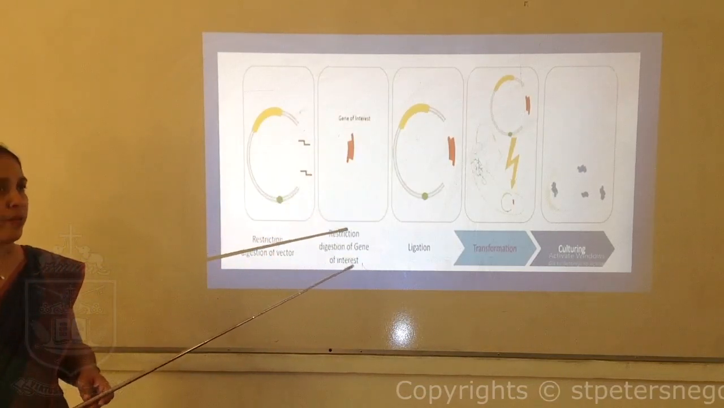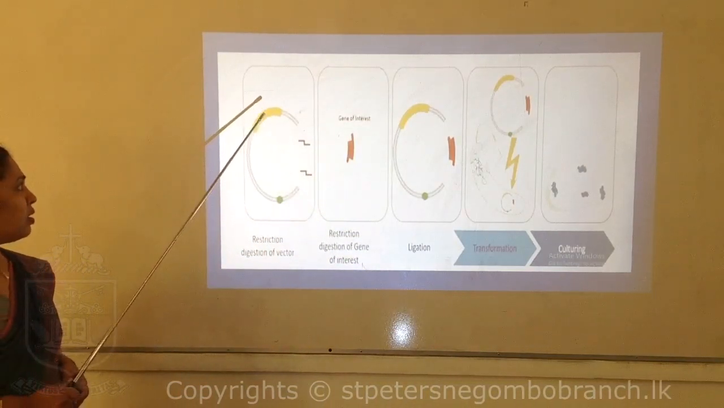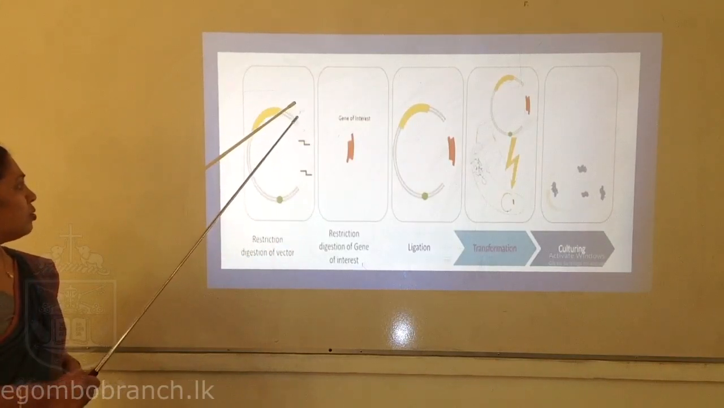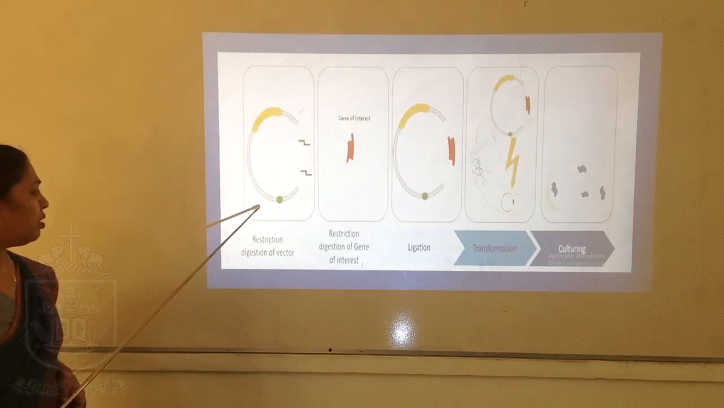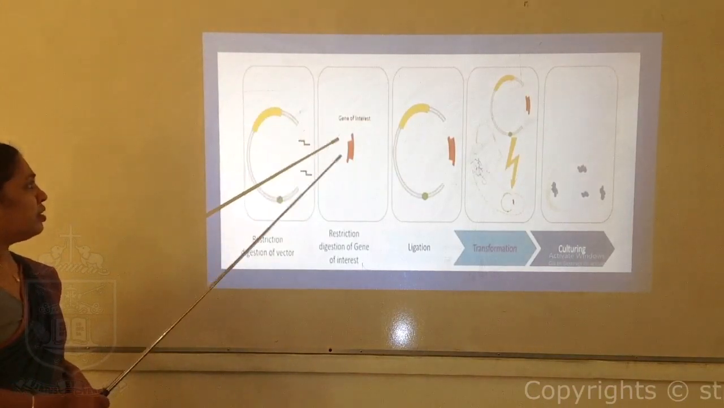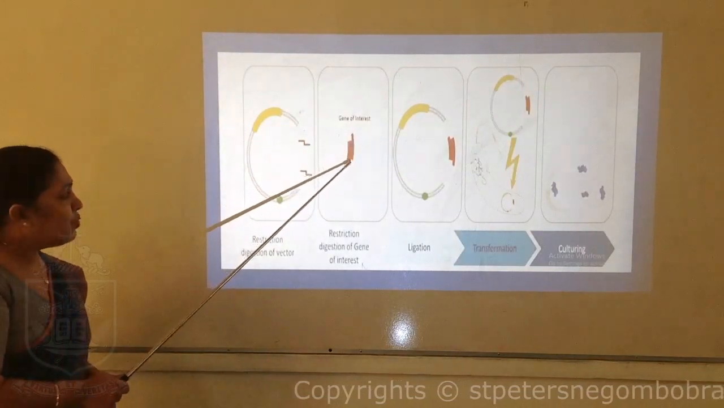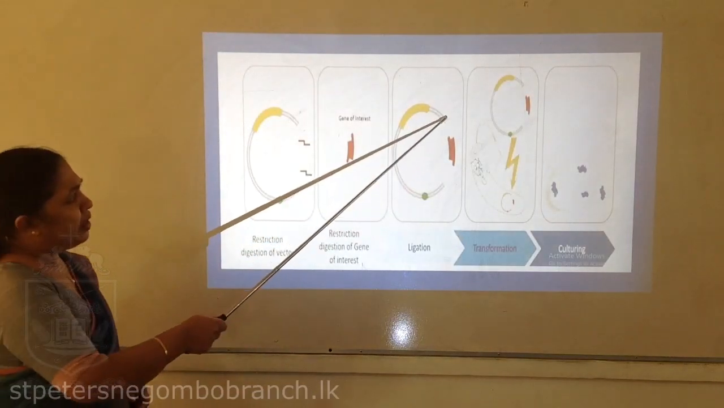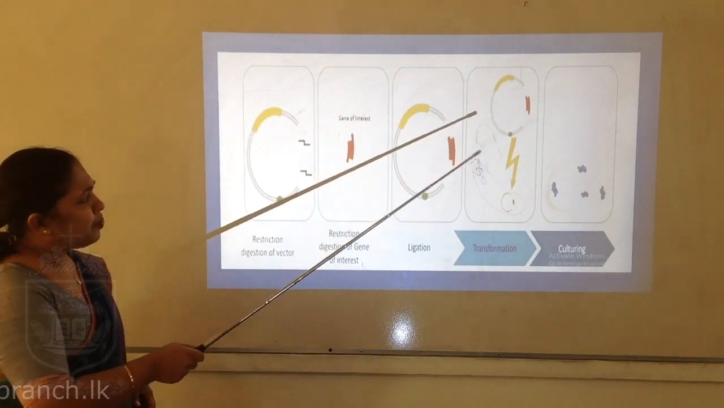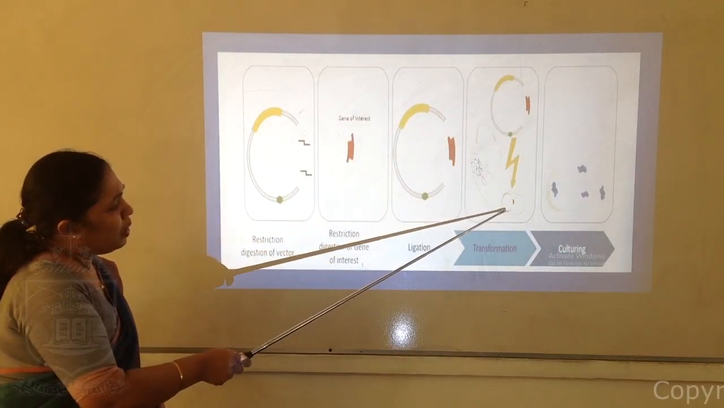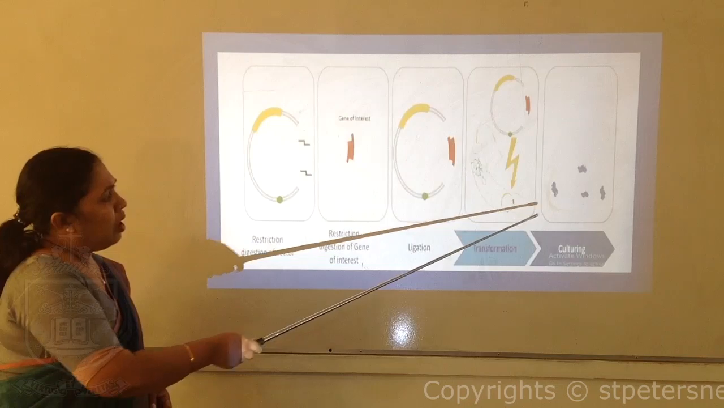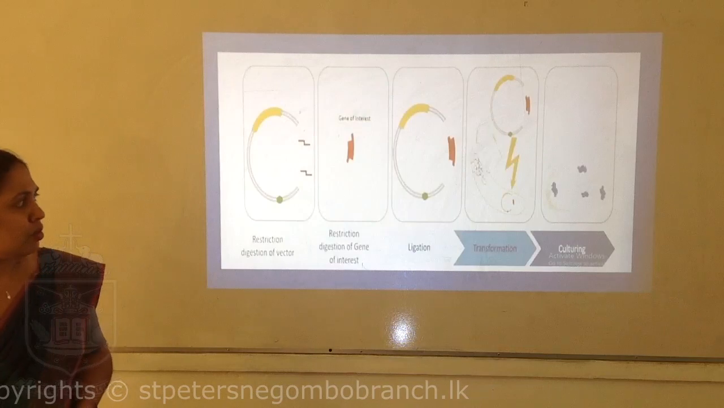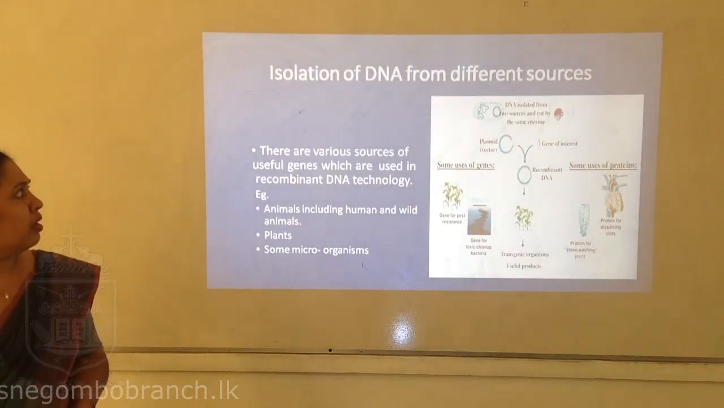So this is the diagrammatically shown view of this lesson. So these are the recombinant vector. Restriction digestion is occurring. A gene of interest is digested and separated here. It is ligated to the vector, and it is transformed into a bacteria, and it is cultured using DNA cloning. So that is the overview of our technique.